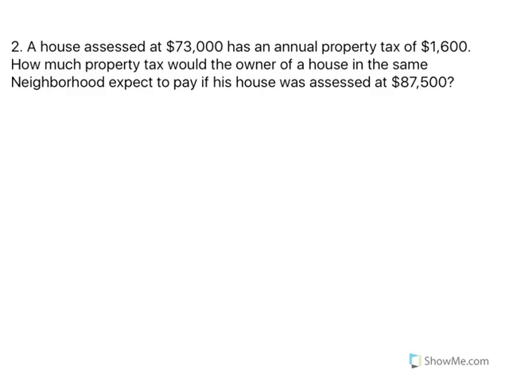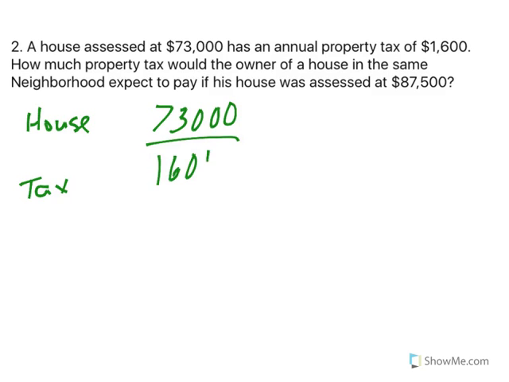Number 2. A house assessed at $73,000 has an annual property tax of $1,600. Okay, so on the top we're going to talk about house value. On the bottom we're going to talk about taxes. So we can come up with a ratio of $73,000 to $1,600. That's a ratio of the assessed price to the taxes. Then it says, how much property tax? Well, property tax goes on the bottom. Would the owner of a house in the same neighborhood expect to pay if his house was assessed, right, that's the house price, at $87,500.